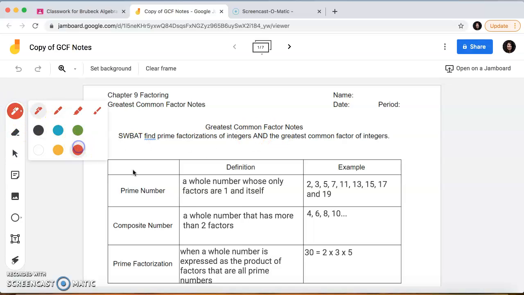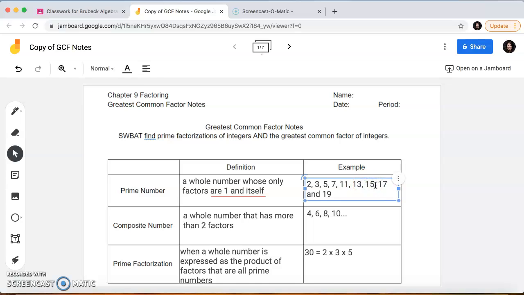A prime number is a number whose only factors are 1 and itself. So numbers like 3, 5, 7, 11, 13, 17 and 19 are all prime, and 15 is actually not a prime number. I'll show you why. If we have the number 5 and we break it down, the only numbers that multiply to get us 5 are 5 and 1. No other number multiplies to get us 5.